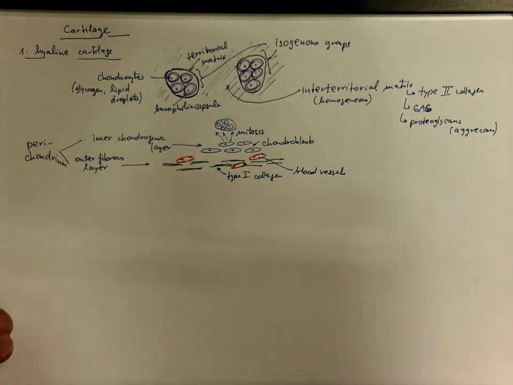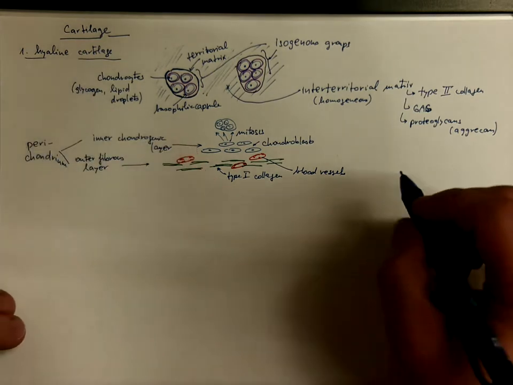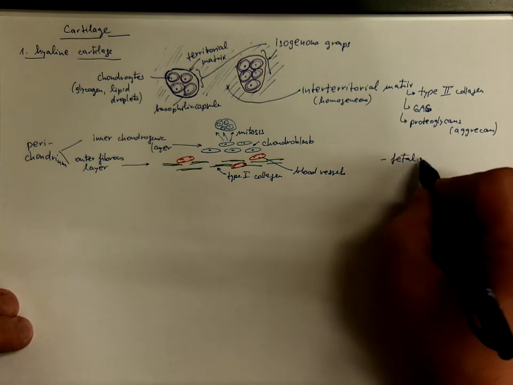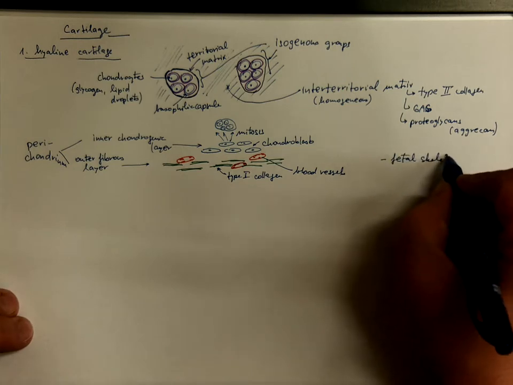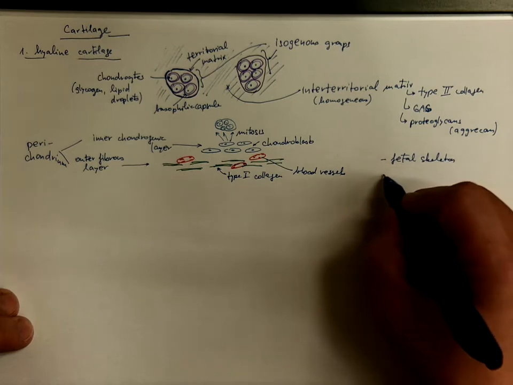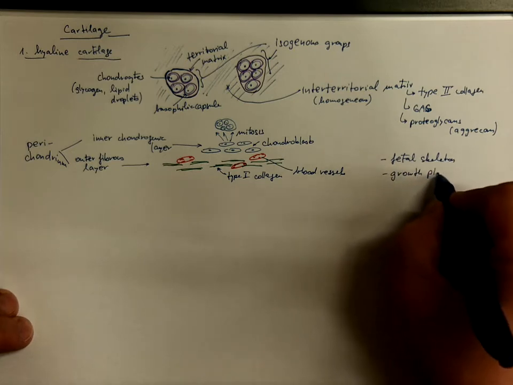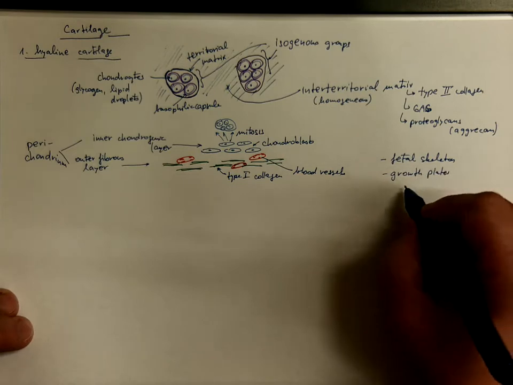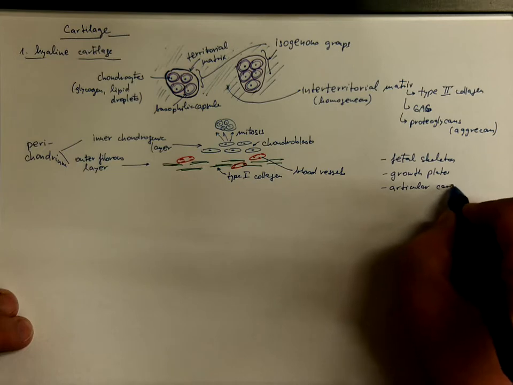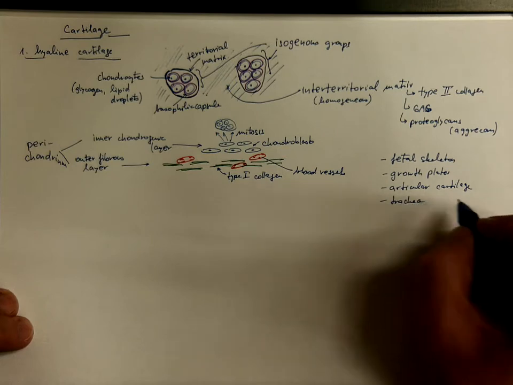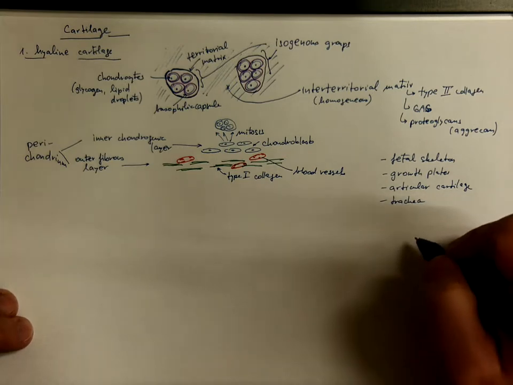Where in the human body can you find this type of cartilage? It makes most of the fetal skeleton. It makes the growth plates. It makes the articular cartilage. You can find it in trachea, in ribs, and so on.